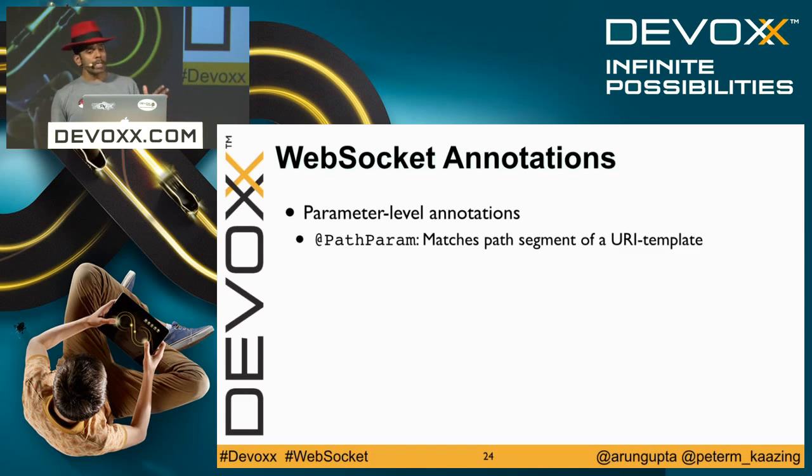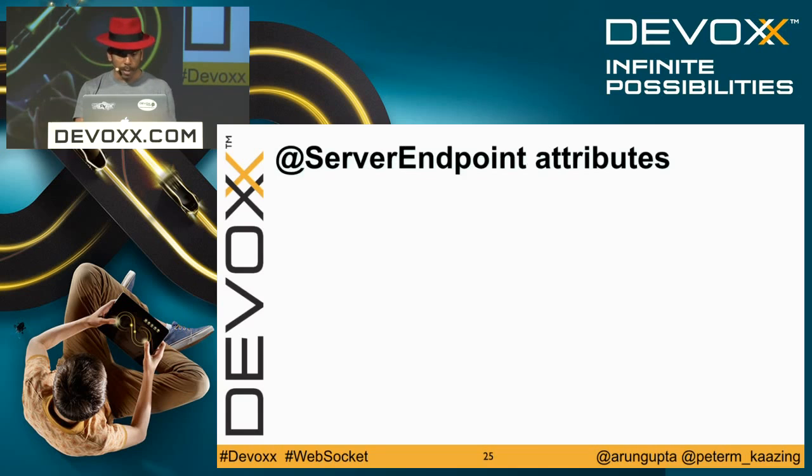And then there is the concept of parameter level annotation. Just like in the REST world, you can have a variable template URI and have a piece of that match to a segment or to a method parameter. And we'll see samples of that as well.